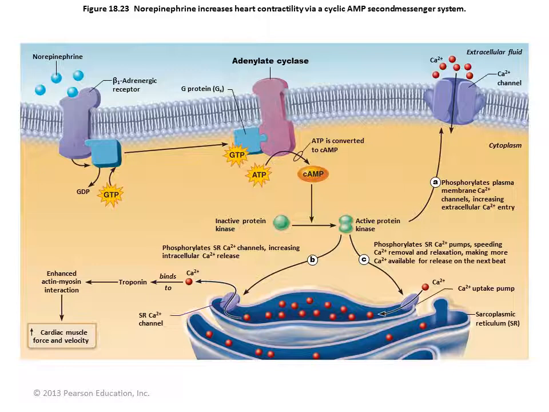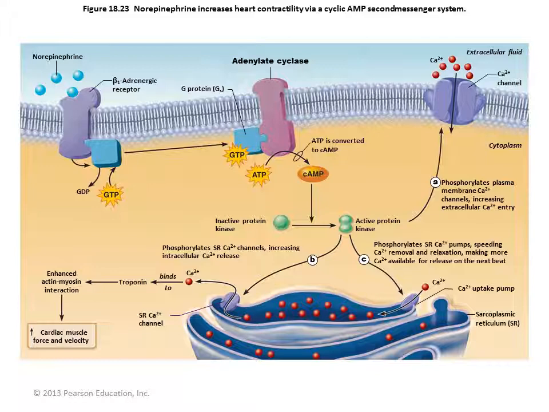As you see there, as we discussed, norepinephrine binds to the receptor. The G protein coupled receptor is now bound to GTP and then activated. This G protein now binds to adenylate cyclase, and that enzyme will convert ATP to cyclic AMP, and cyclic AMP will activate the inactive protein kinase to active protein kinase, which in turn does two things.